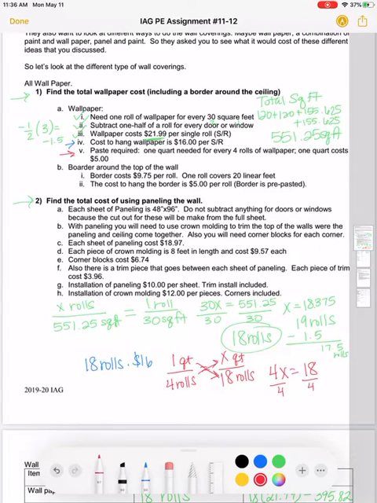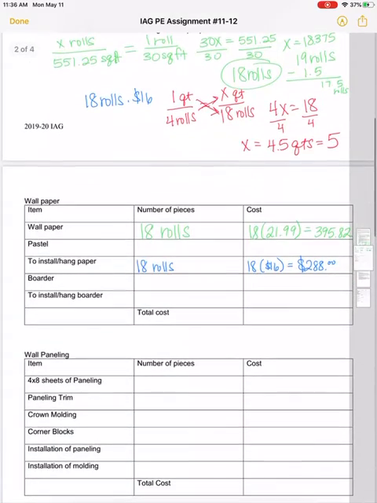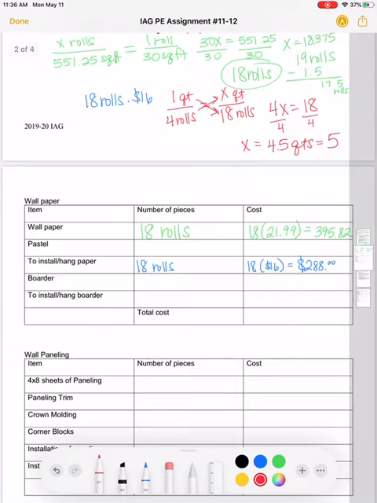I'm gonna get a decimal again because I know my multiplication facts. I'm going to get 4.5 quarts. You cannot purchase partial quarts, so I need 5 quarts. And it tells me that they are $5. Come back to your table. My paste, I need 5 quarts. 5 quarts at $5. It's going to cost me $25 to do the paste.